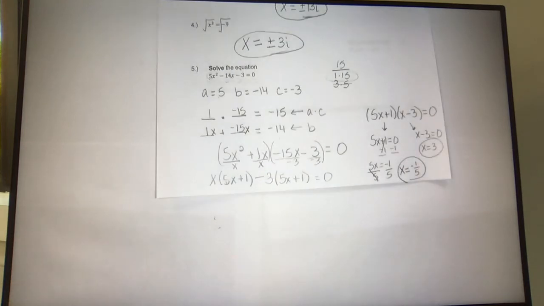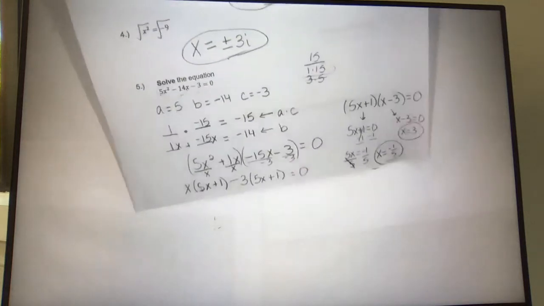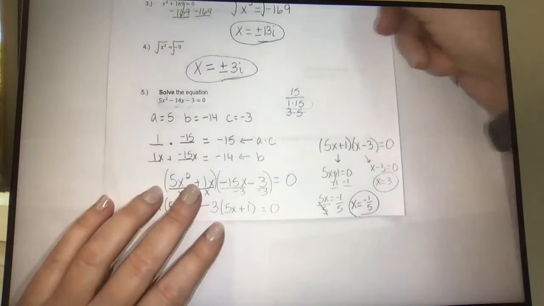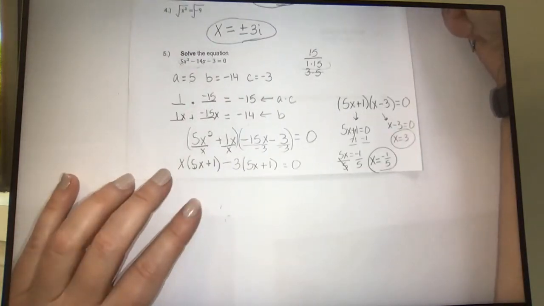You can do this with the quadratic formula. You will get the exact same answer. It's just whatever you feel like you're better at. And maybe you have time and you want to do it both ways and just make sure it's right. Whatever you want to do. But just find me your answers. Okay? Everyone okay with that? Is it okay if I turn the page?